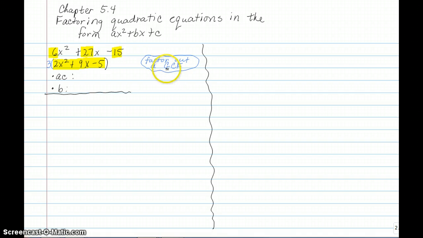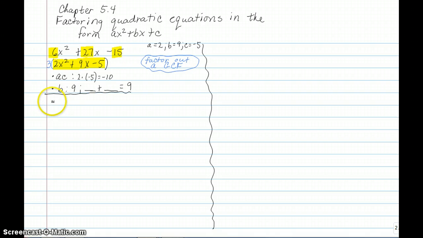Your A, B, and C will be a little bit different now. Your A is going to be 2. Your B is going to be 9. And your C is negative 5. You're not really going to look at this beginning problem because you factored out a 3. You're now going to look at the 2x squared plus 9x minus 5. So AC will be 2 times negative 5, which equals negative 10. And B is 9. So you're going to need something, leave enough room for your variable, the x, plus something equals 9.